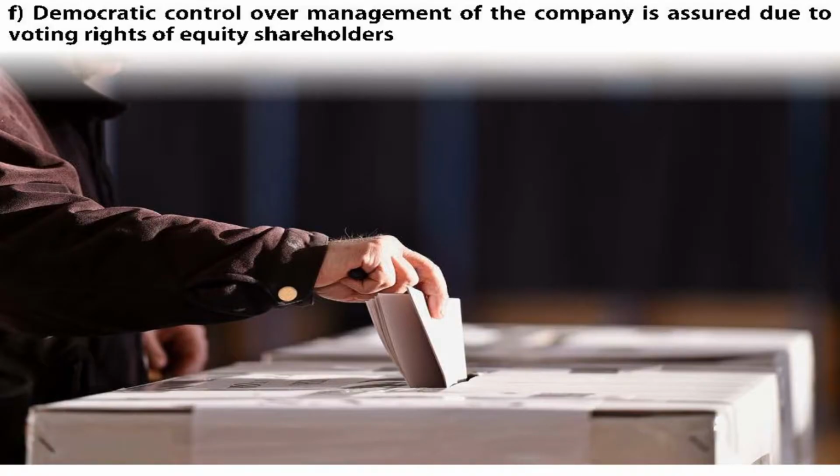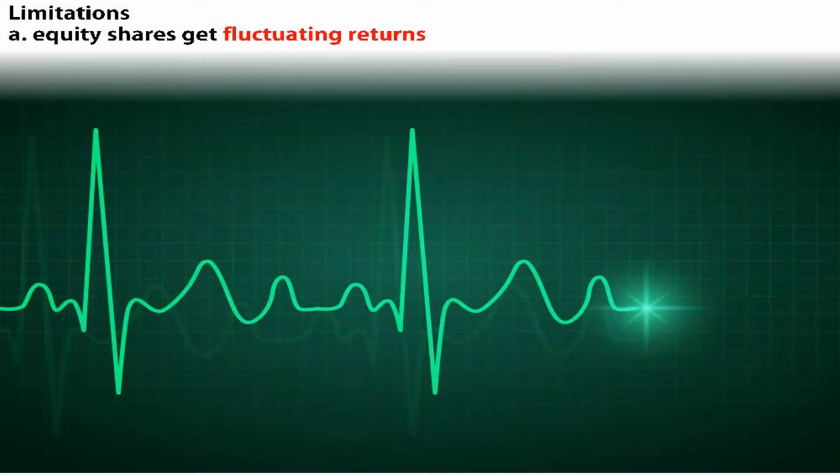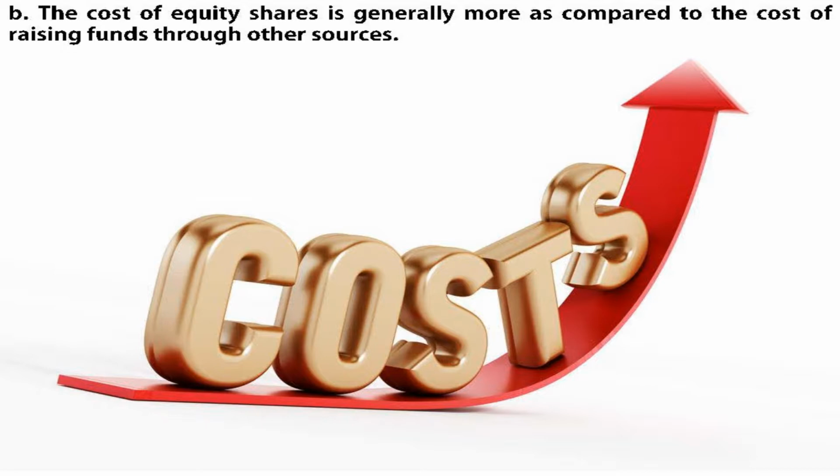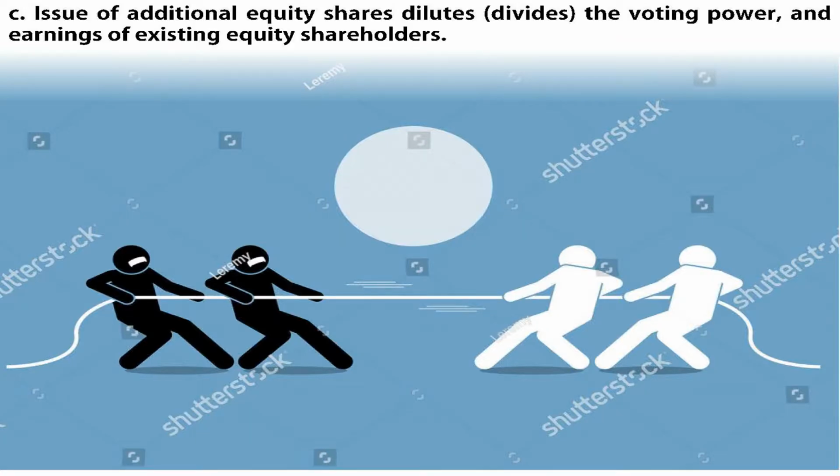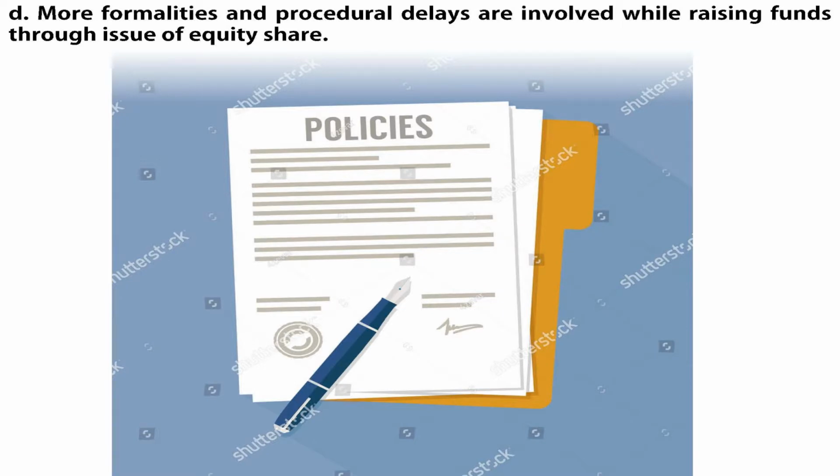Democratic control. Democratic control over management of a company is assured due to the voting right of equity shareholders. Limitation. Equity shares get fluctuating returns. The cost of equity shares is generally more as compared to the cost of raising fund through other sources. Issue of additional equity shares dilutes or divides the voting power and earnings of existing equity shareholders. More formalities and procedural delay are involved while raising fund through issue of equity shares.